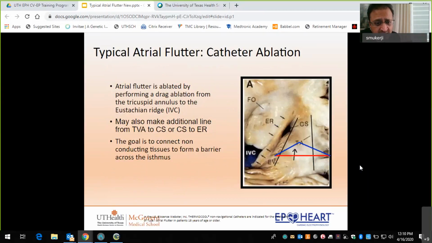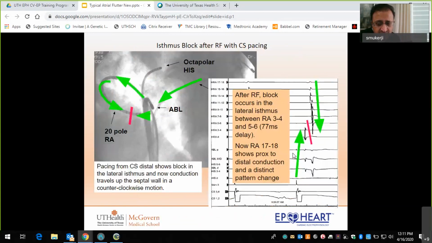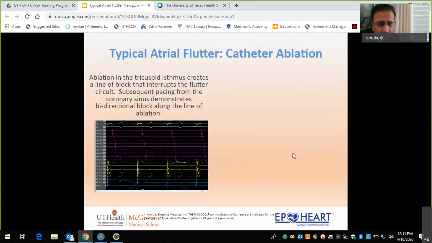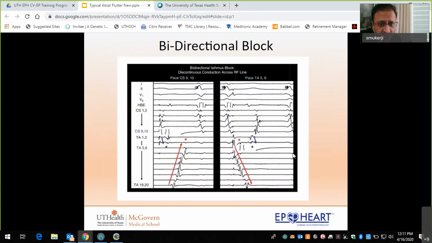So this is an anatomical picture again of the atrial flutter that was ablated along the CTI. I'm not sure if it helps, but that's your CTI. Again, I don't really like these one-dimensional pictures because it doesn't really put things in perspective. So this is what we're looking for.